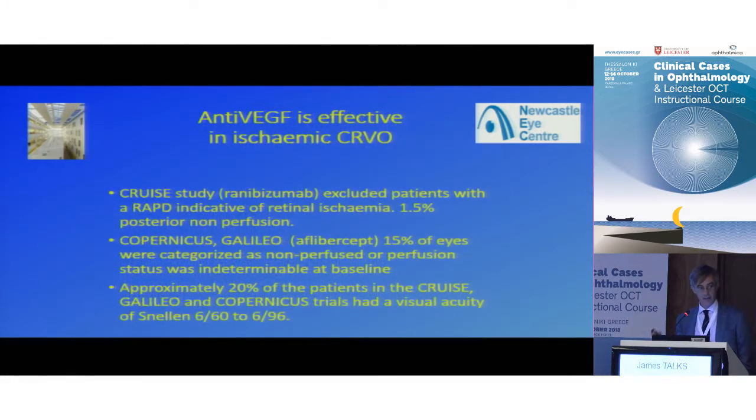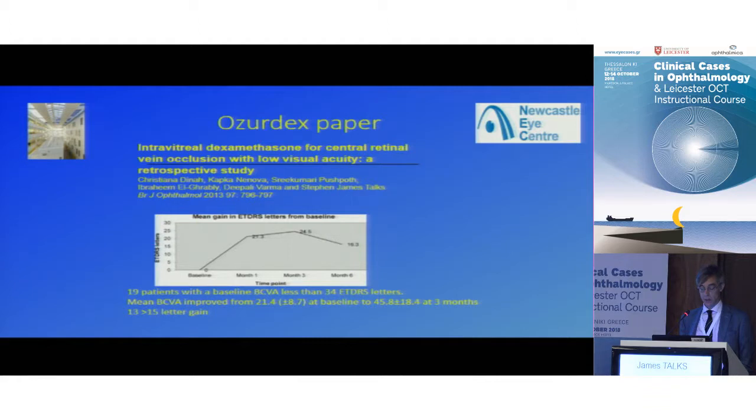What about anti-VEGF in an ischemic CRVO? Well, actually, it's quite good. In the Cruise study, they excluded people who they thought were ischemic based on an afferent pupil defect. But in the Copernicus and Galileo aflibercept studies, they did include people who had poor vision, and the vision could be down to 6/96, which is quite a bit worse than 6/60. And it did seem to work. We did a small study using Ozurdex with people with really quite poor vision, and the majority of them did improve, at least for a period of time. They didn't get brilliant vision, but it depends how you report vision, they did get improvement, up to 20 letters.